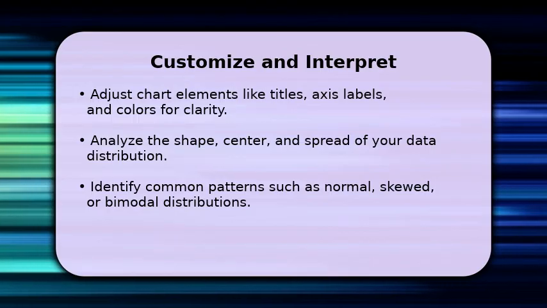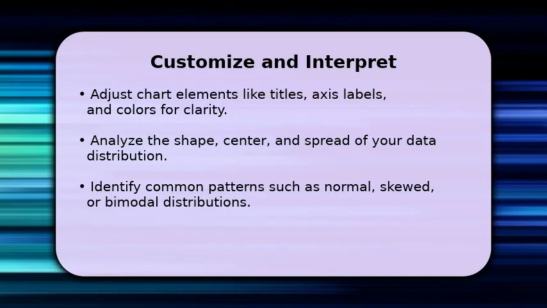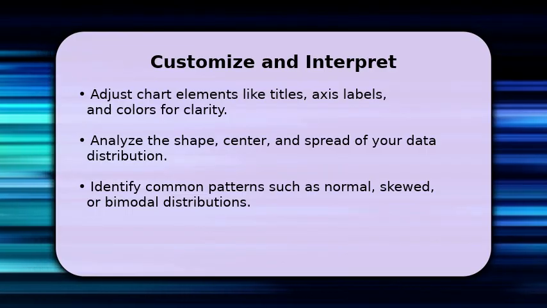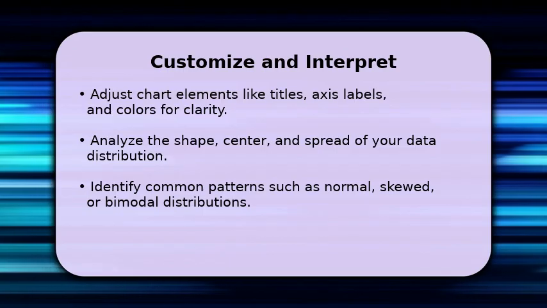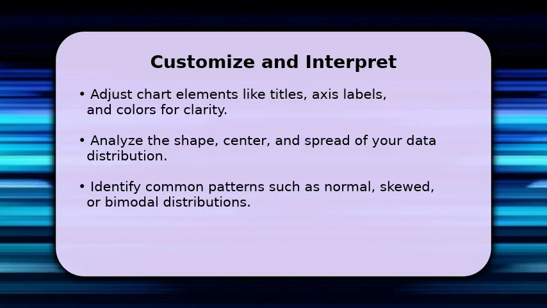You can easily modify the chart's appearance by adding a clear title, labeling your axes, and adjusting colors to enhance readability. Focus on the histogram's shape to understand your data's distribution. Look for patterns like a normal bell curve, a skewed distribution indicating outliers, or a bimodal distribution suggesting two distinct groups. This visual analysis provides valuable insights into your dataset.